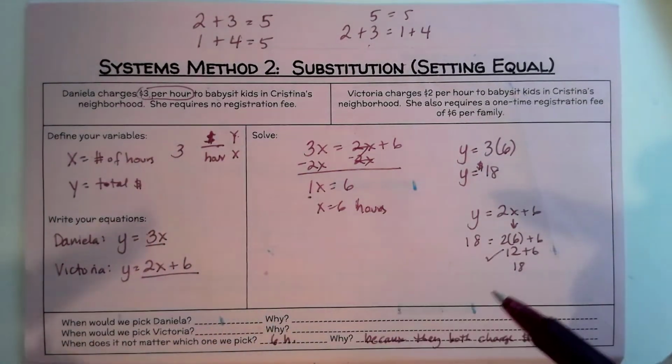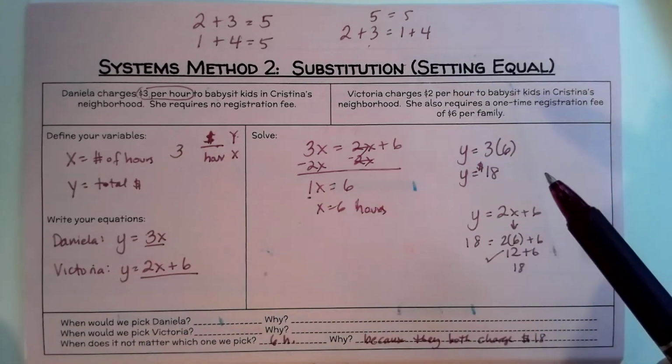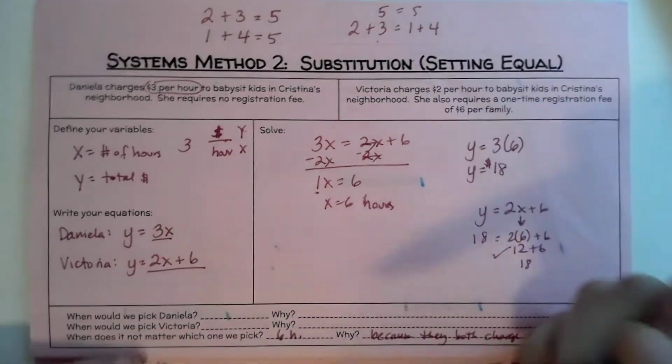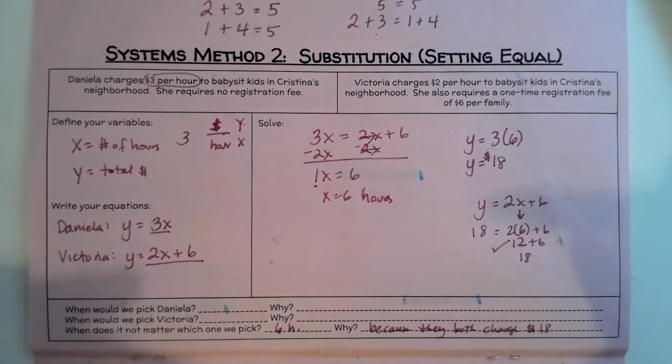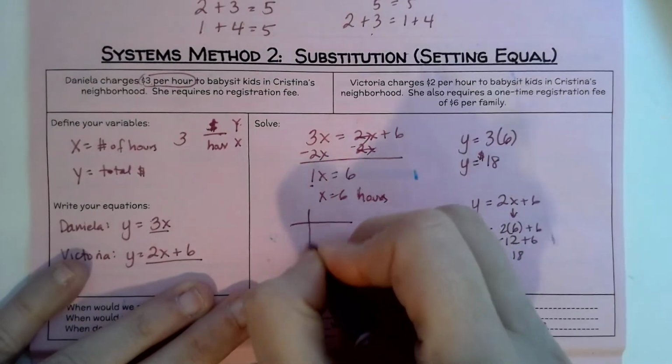Now, this is where the calculator helps us out a little bit more. Again, when should we pick Daniela and when should we pick Victoria? Well, okay, we could put it in a table if you wanted to. So we could make a little table.